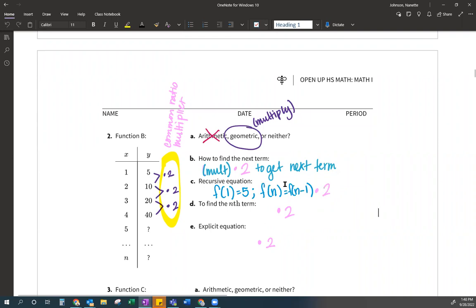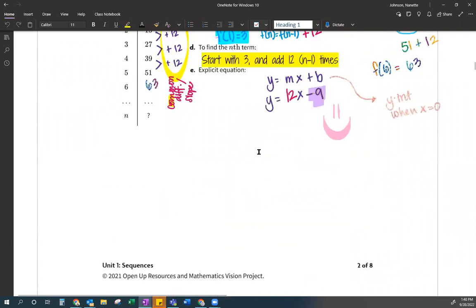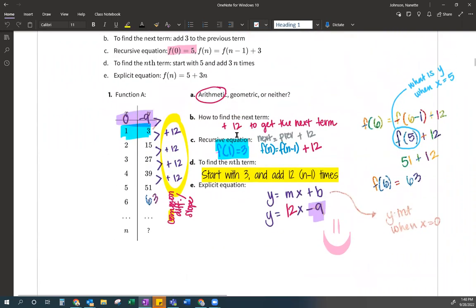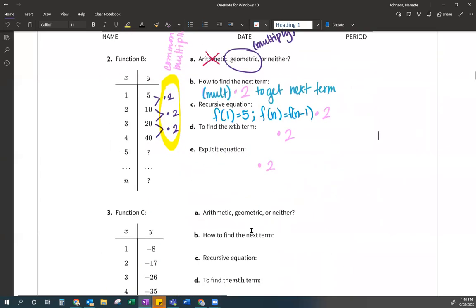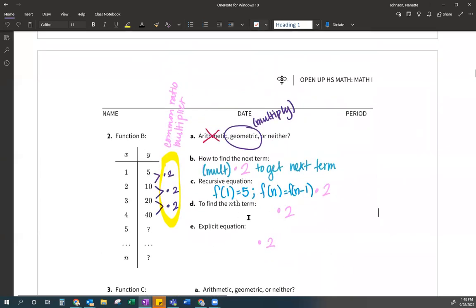So is this structure going to exist for all of our geometrics? Yes. And this structure will work for all of our arithmetics? Yes. Okay. Then it says to find the nth term. So hold off on this one because that one's our new guy and I want to type them all out so it's nice and clean.